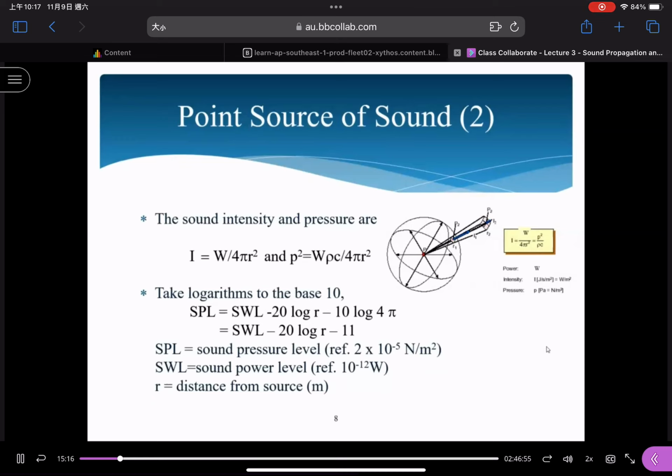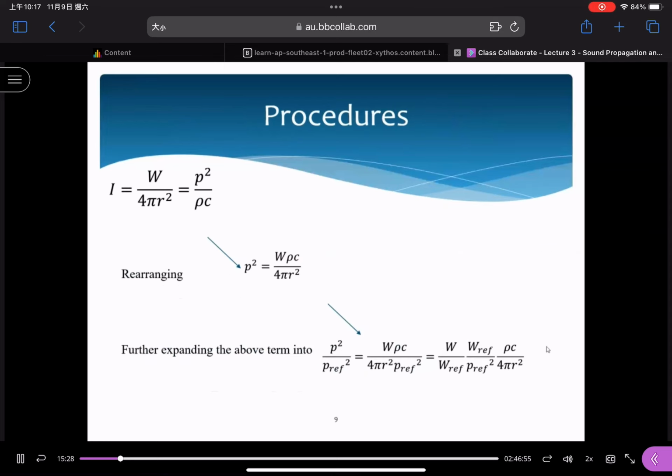When you refer to this one, on the left-hand side is the sound pressure level. The reference value is this one. Sound power level, the reference level is this one. How can we achieve this? You do not need to derive anything like this. This is just to help you understand why we can achieve the final results.